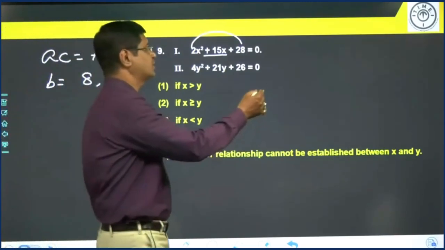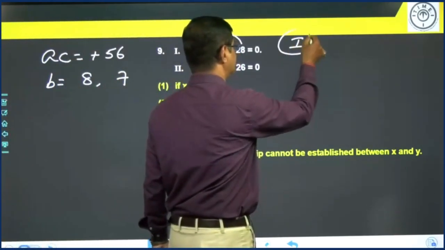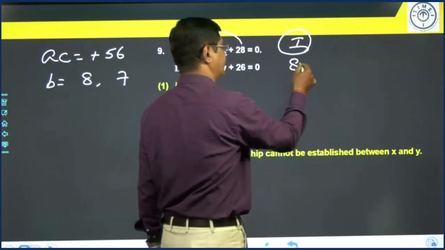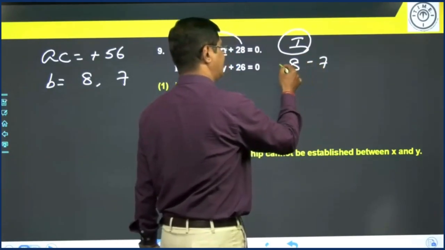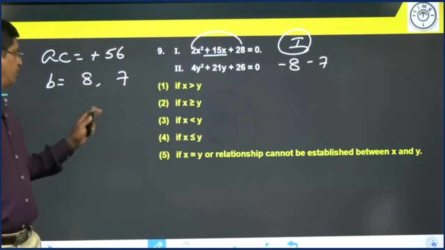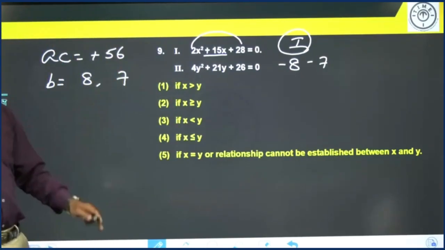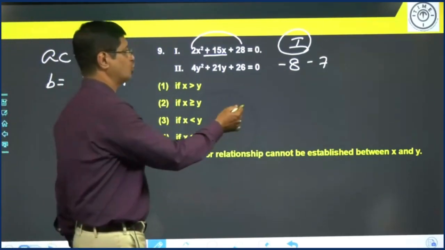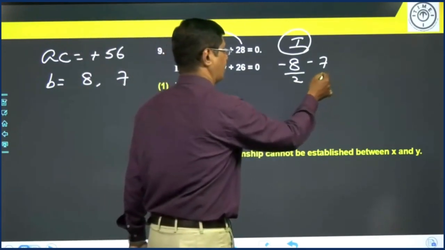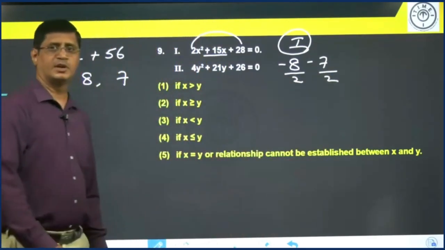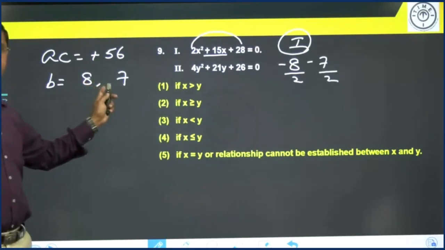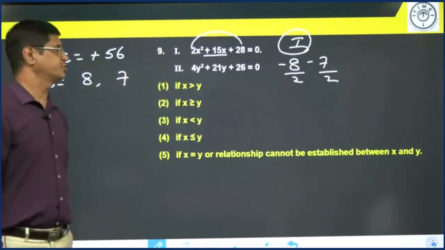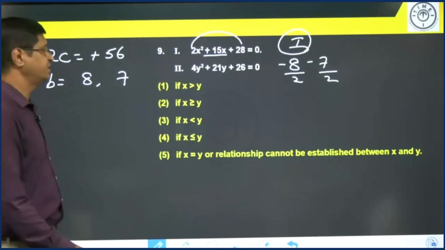What about the roots of the first quadratic equation? Same factors, 8 and 7, just change the sign. Plus will become minus, minus will become plus, and divide with the coefficient of x square. Take the opposite sign of the factors and divide with the coefficient of x square. So, these are the roots of the first quadratic equation.